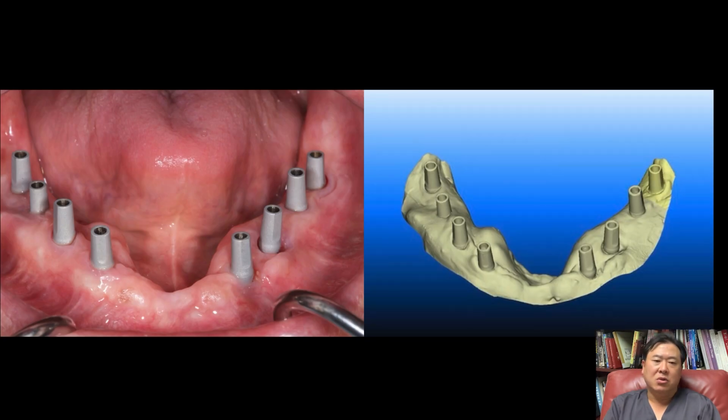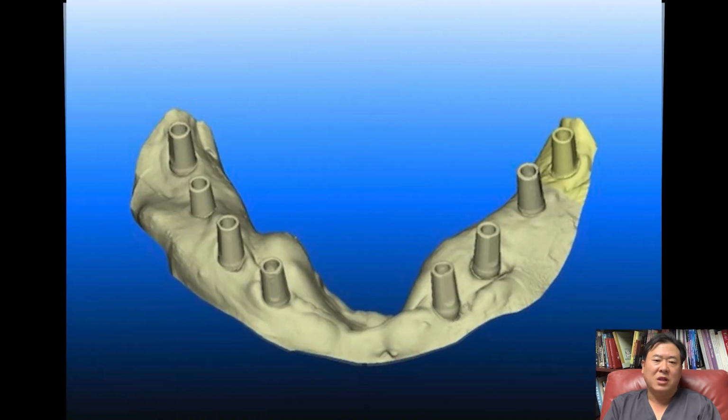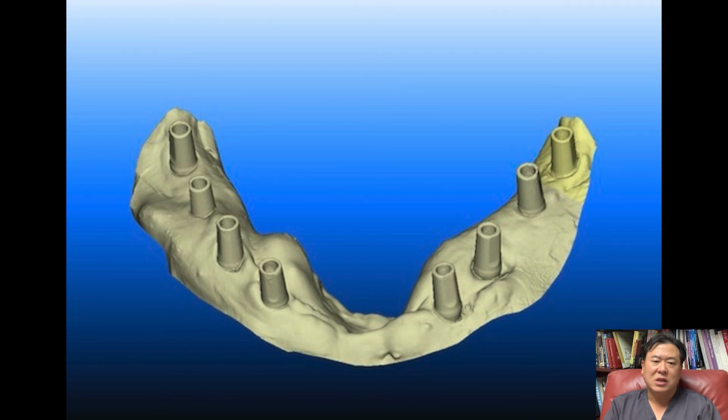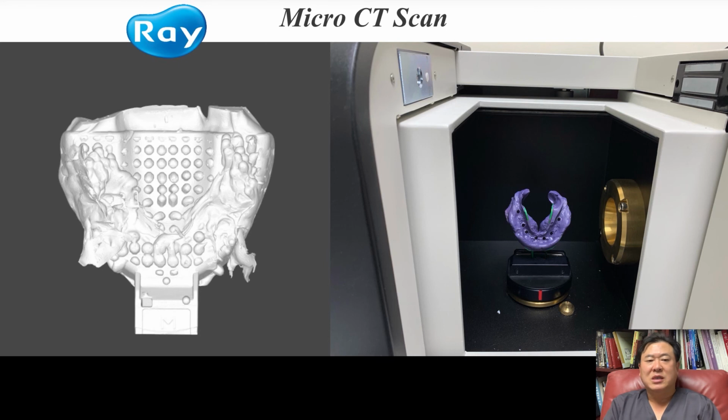For full arch, long span cases, it always distort like this, and we must not use intraoral scanner for full arch case like this. Impression CT scan feature built into R2 Studio is a very handy tool. You can digitize the impression, model, and denture. And for final restoration, I have to use micro CT scanner to digitalize the rubber impression, and it is the most accurate digital data that we can obtain.